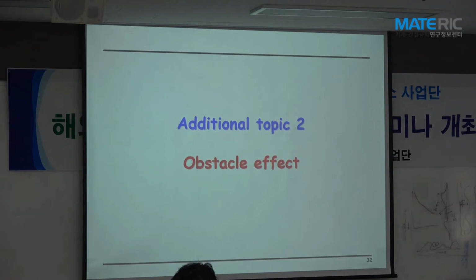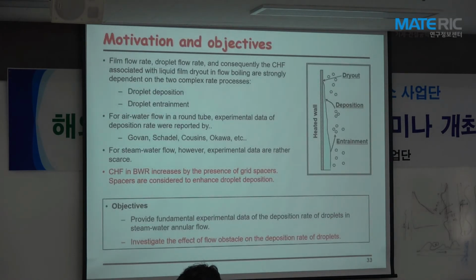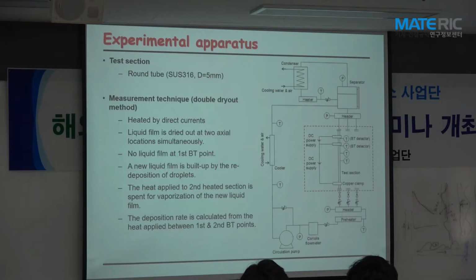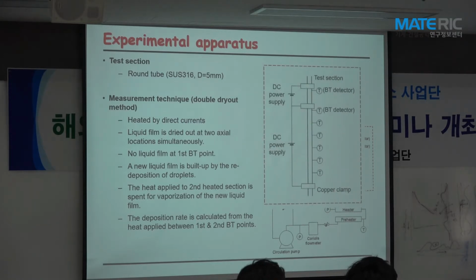And another one is the obstacle effect. Deposition and entrainment drought occur, and if some obstacle is present, how much influence does it have on the deposition? We made this kind of experimental facility. This is a test section, and the obstacle is placed here. In this case, the dry out method was used to measure deposition. The liquid film is dried out here, therefore here there are only droplets, and the new liquid film is created here.